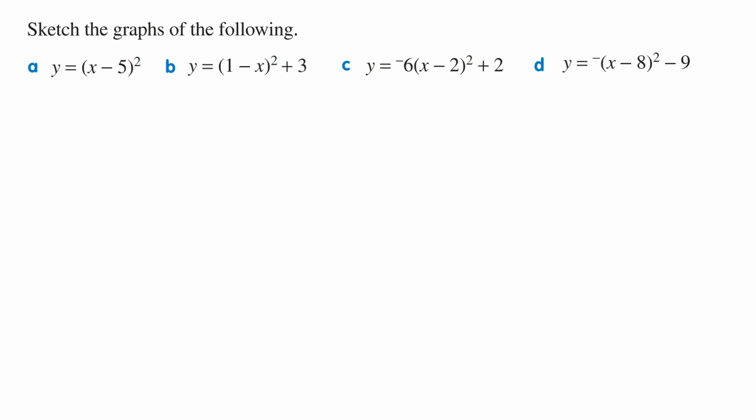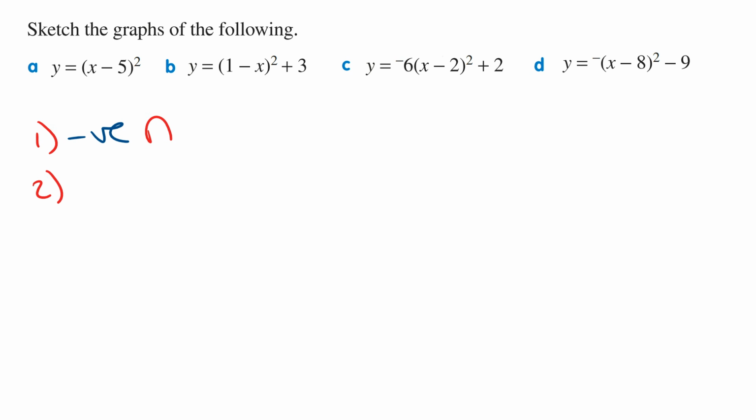Part C. y is equal to minus 6 times (x minus 2) squared plus 2. Step 1. We need to determine if this is positive or negative. Since there's a negative outside the brackets, then this is going to be a negative parabola. And so its graph is going to be in this shape.